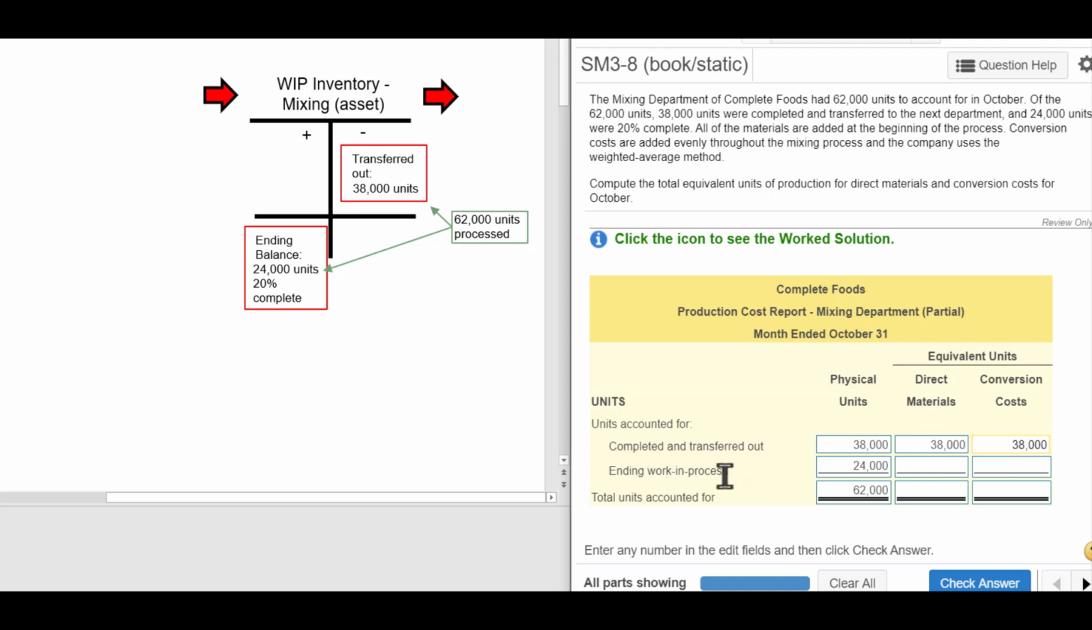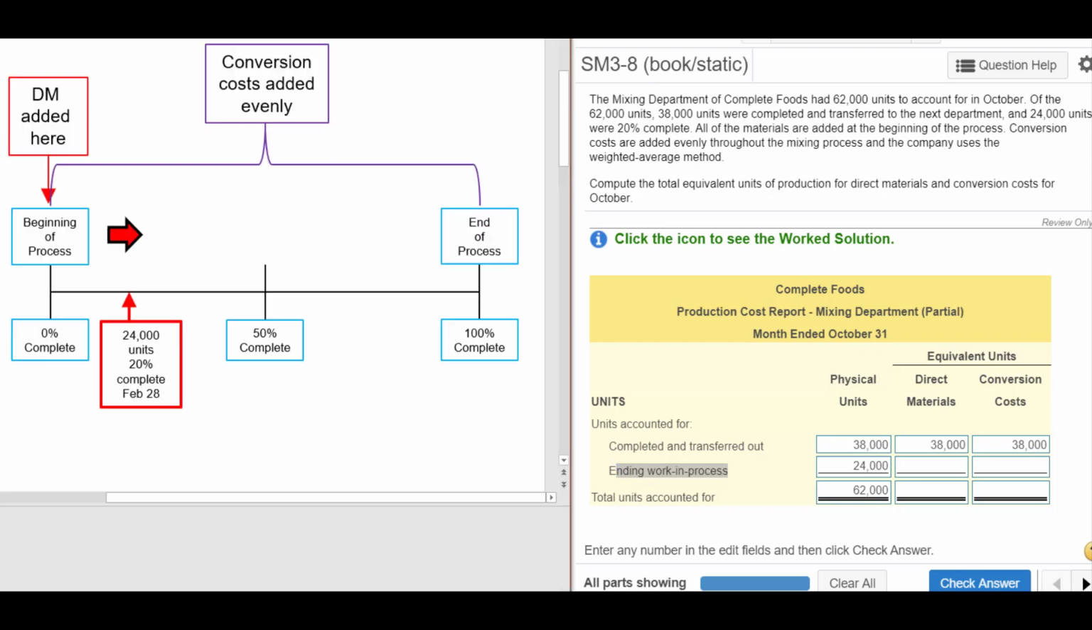Now let's talk about the ending work in process. So these that are 20% complete, left in the process at the end of the month, let's talk about the direct materials. Remember, the direct materials are added at the beginning. So 100% of those had the direct materials added to them. So that's equal to all of them, 100%.